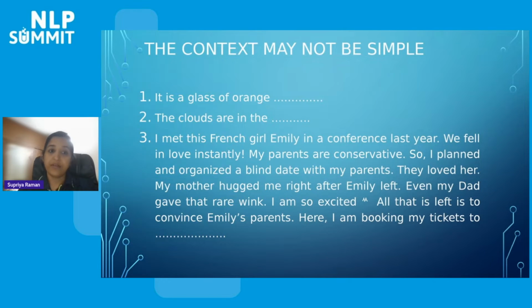I met this French girl Emily in a conference last year. We fell in love instantly. My parents are conservative, so I planned and organized a blind date with my parents. They loved her. My mother hugged me right after Emily left. Even my dad gave me that rare wink. I'm so excited. All that is left is to convince Emily's parents. Here I'm booking my ticket to Dash.